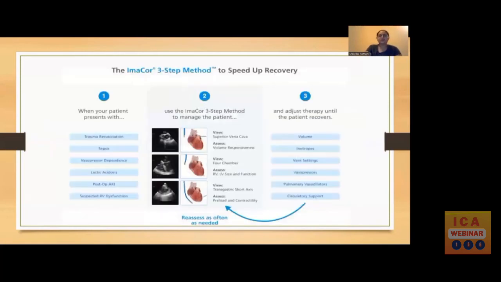So what the company suggests is that you can assess the volume responsiveness, the right and left ventricular systolic function, and the preload and contractility by just moving the probe in the same plane, that is by advancing and retracting the probe, which can help adjust the various parameters, including ventilator settings, your vasopressors, vasodilators, and whatever circulatory support may be required.